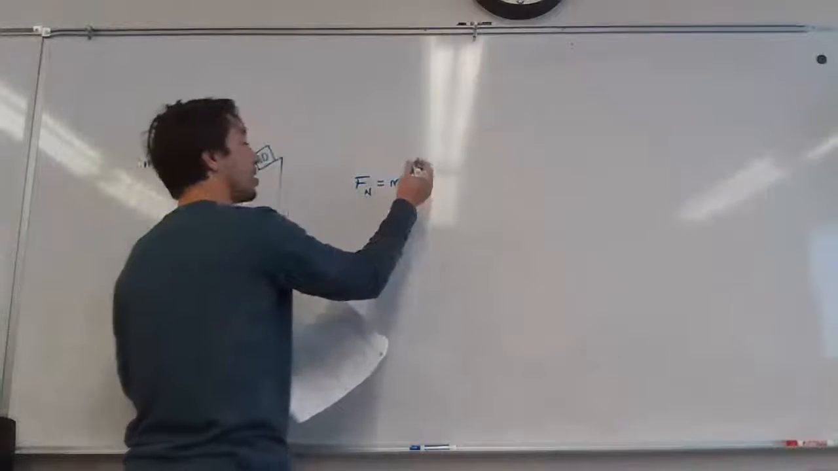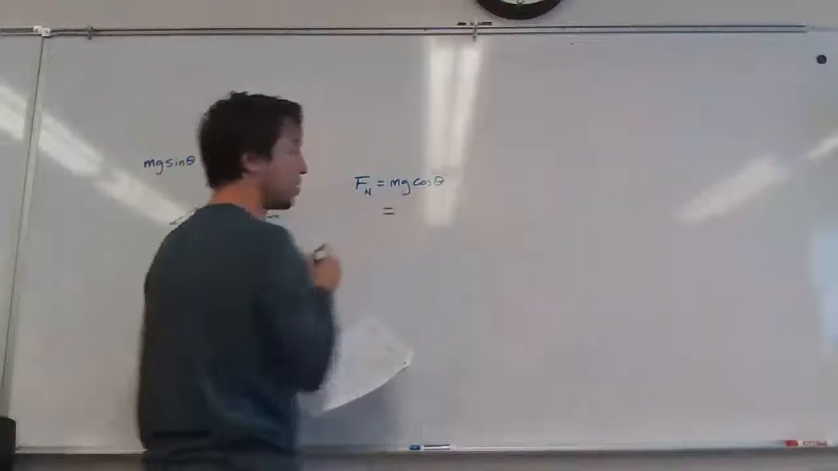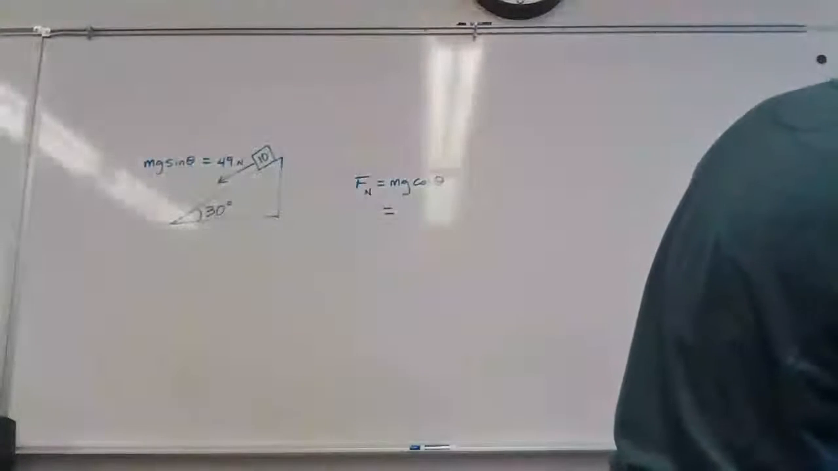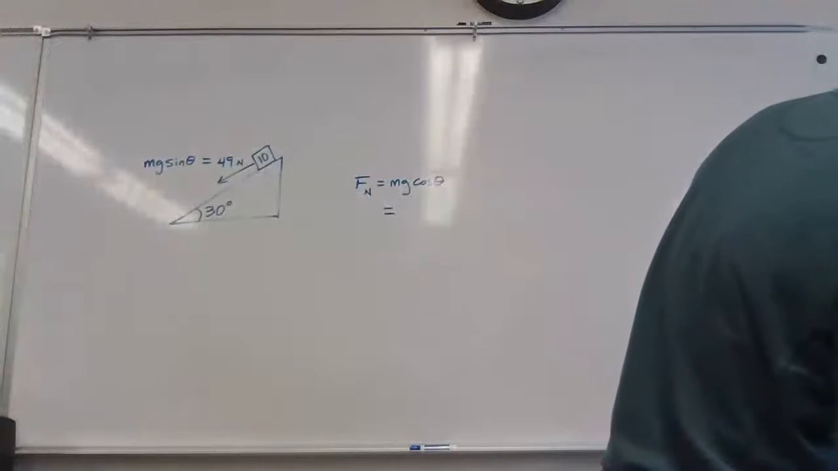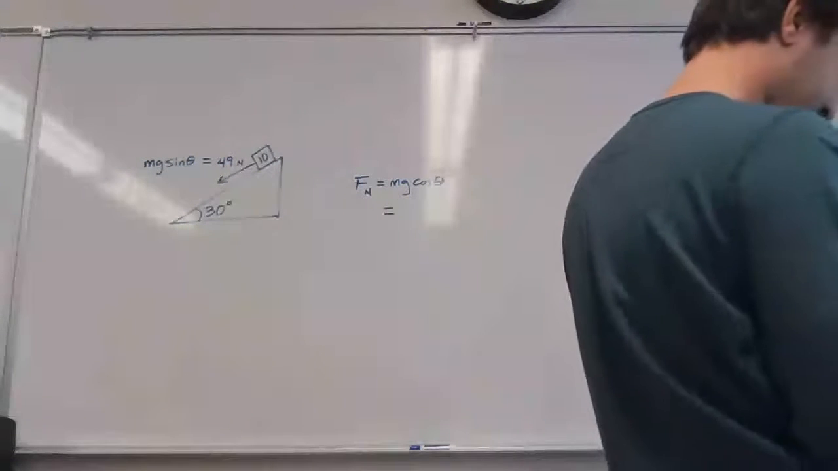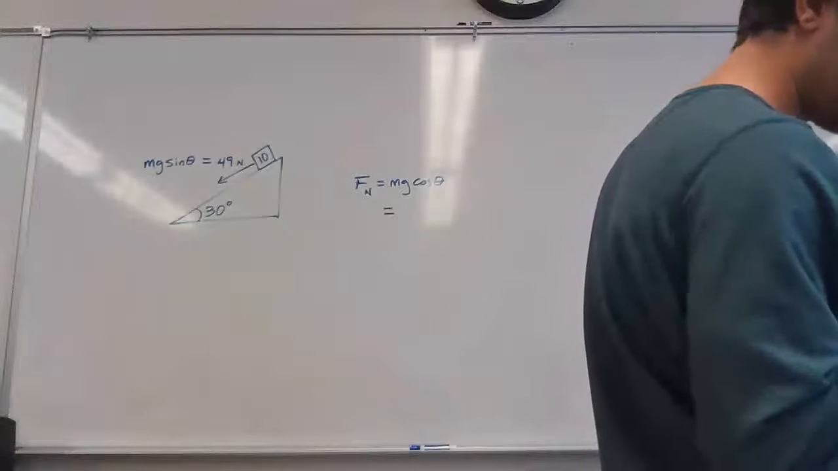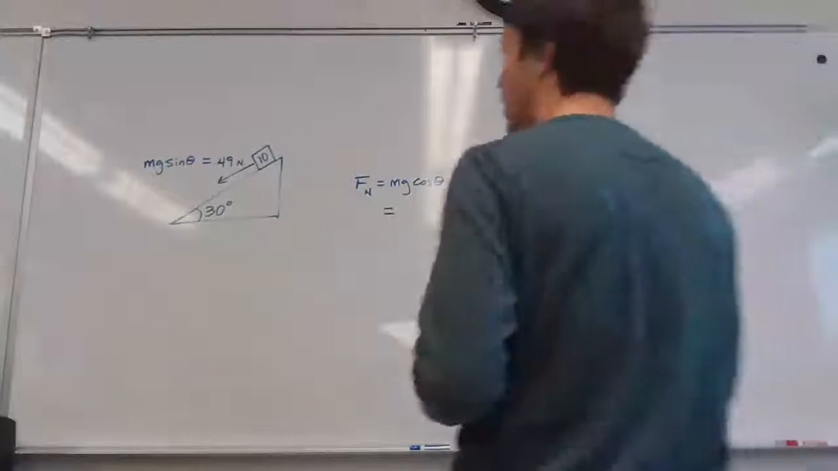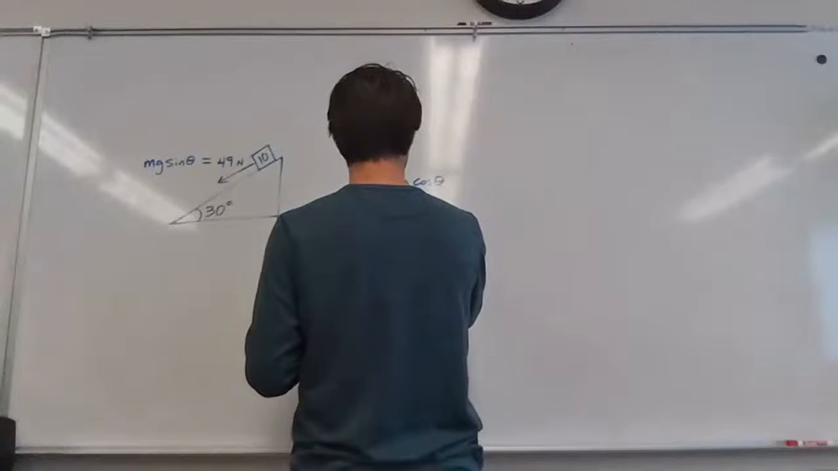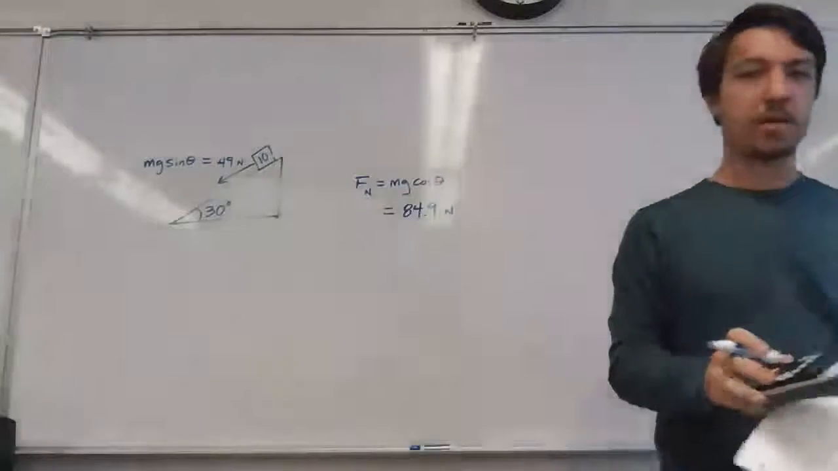Okay, the normal force is mg cosine of theta, which would be, this number's come up enough at this point. I think I remember it. Yeah, 84.9. Is that what you guys got? Yeah. So about 85. You all cool with that?